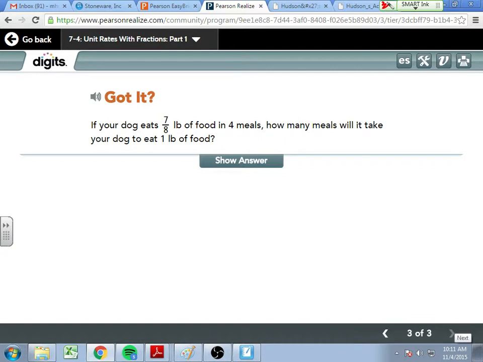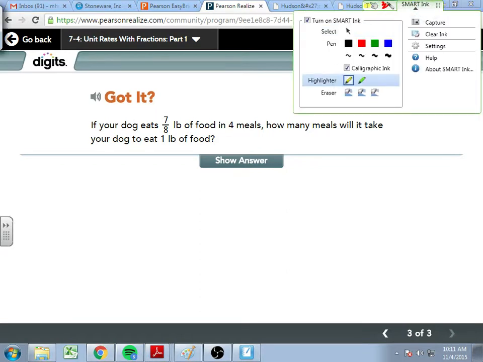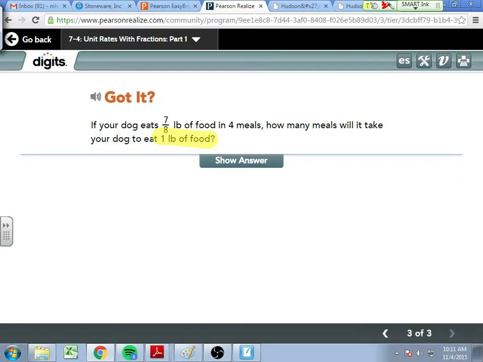Look at what it's asking. How many meals will it take to eat 1 pound of dog food? So now the 1 is the pounds. That tells you that the pounds are going to be on bottom, and meals is going to be on top. That's what we're looking for.